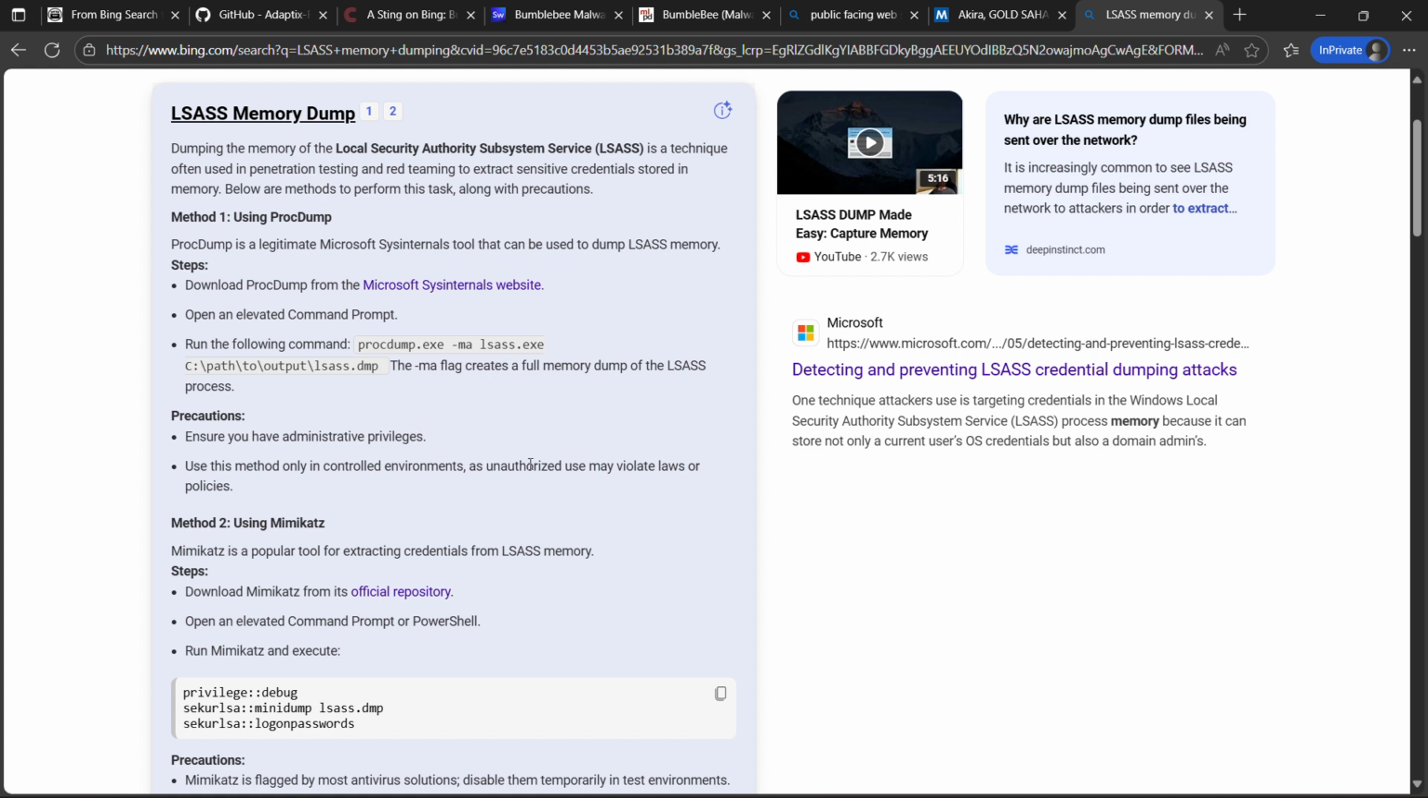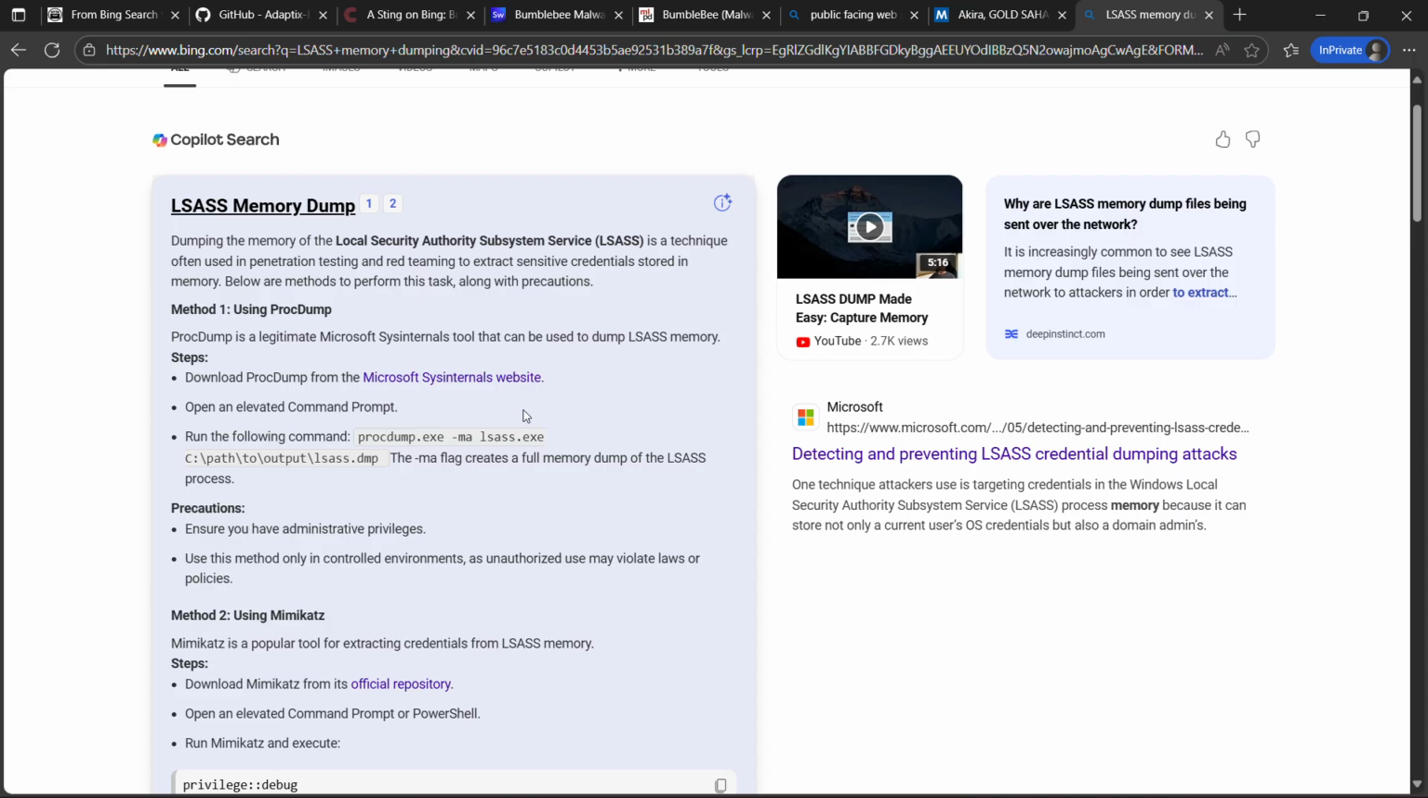Oh, so you can just do that? I mean, look at this. Look at this method one. ProcDump. ProcDump is a legitimate Microsoft Sysinternals tool that can be used to dump LSASS memory.